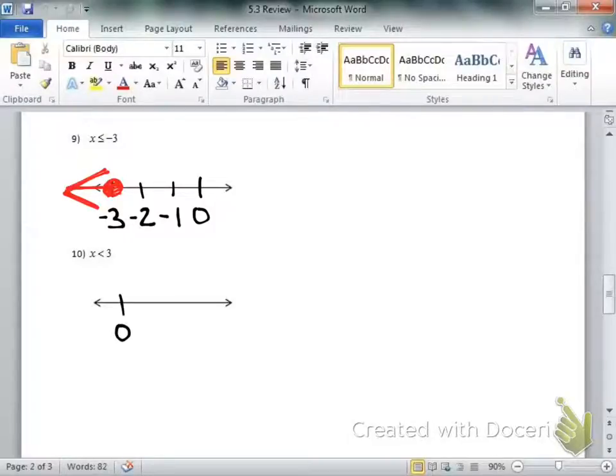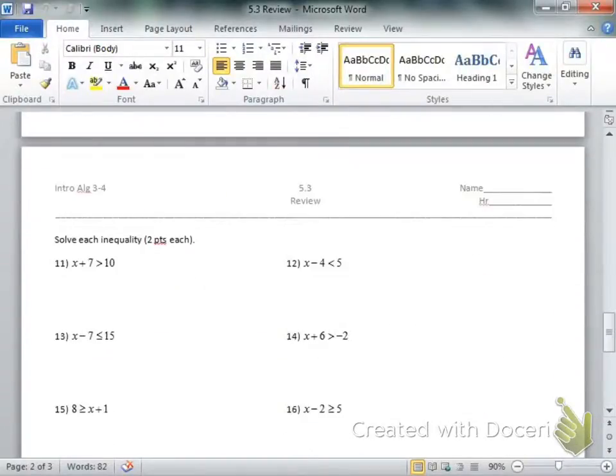Alright, next one. 0, 1, 2, 3. Circle it, and we want less than, so just to the left. Not or equal to, so don't fill it in. What are your questions? All right, keep moving if you guys don't have anything you want to talk about.